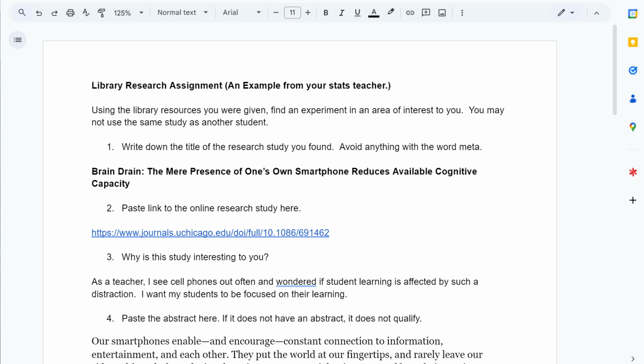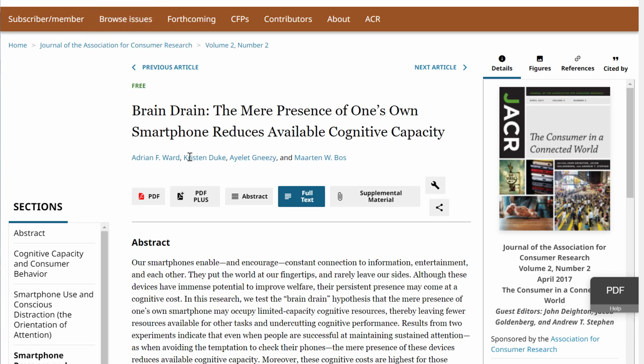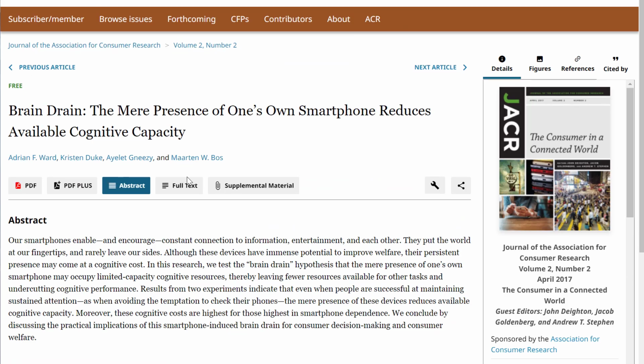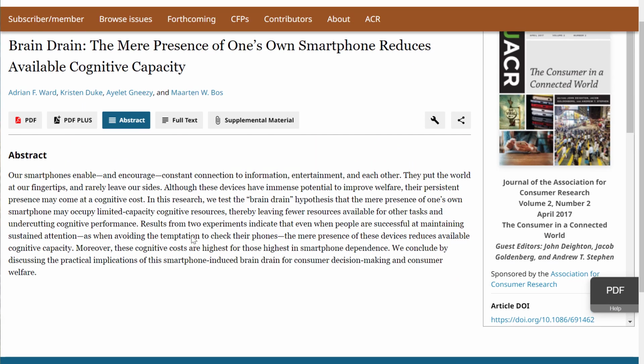In fact, you saw the data for that on the first or second day of school. It's called Brain Drain: The mere presence of one's own smartphone reduces available cognitive capacity. So depending on how your research comes up, you may need some help. What I first want you to do is make sure you can find your abstract. And there's the abstract right there.